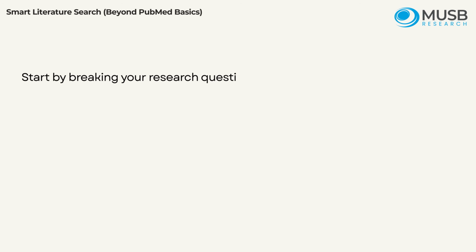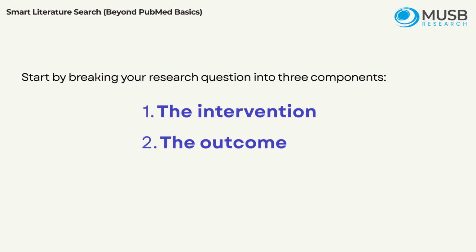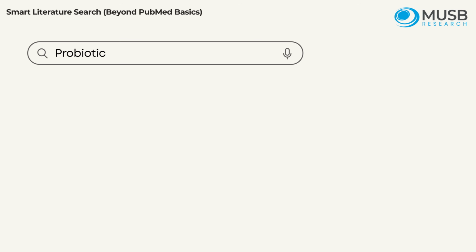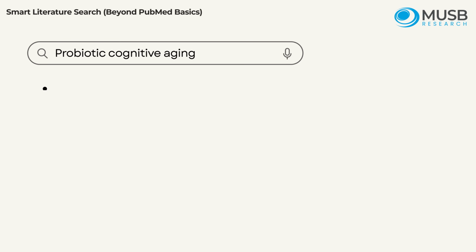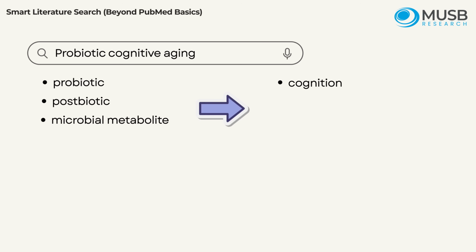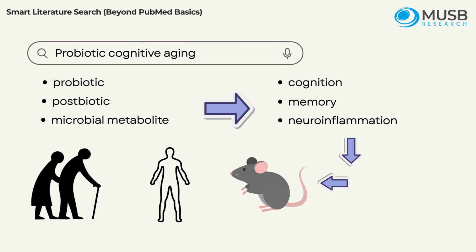Start by breaking your research question into 3 components: the intervention, the outcome, the model system. For example, instead of searching probiotic cognitive aging, think in concepts. Your intervention could include probiotic, postbiotic, or microbial metabolite. Your outcome might be cognition, memory, or neuroinflammation. Your model could be mouse, human, aging population, or elderly subjects.